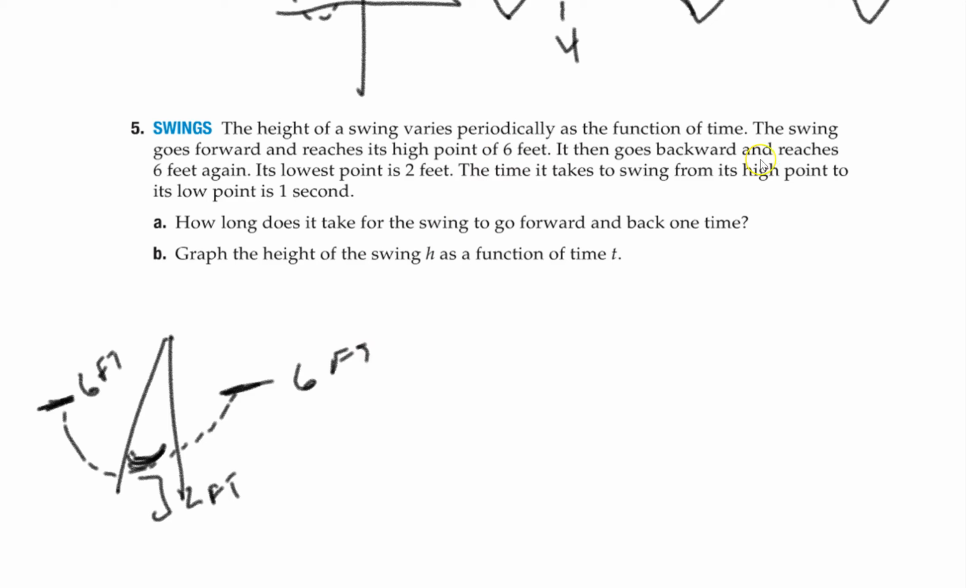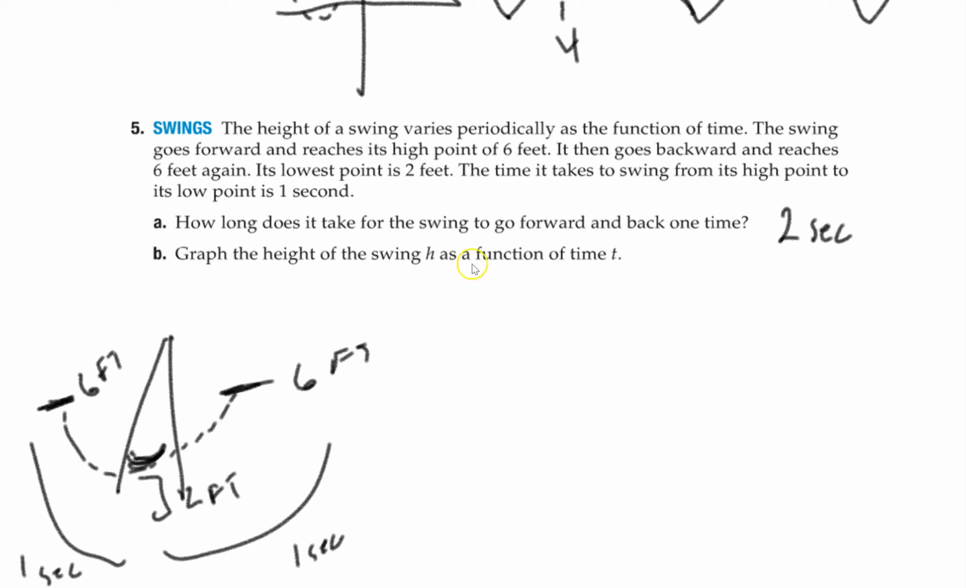The time it takes to swing from its high point to a low point is 1 second. So the time from here to here is 1 second. Which means the time from here to here is 1 second. So A, how long does it take to swing to go forward and back one time? I guess you start here, go forward and back. That'll be 2 seconds.